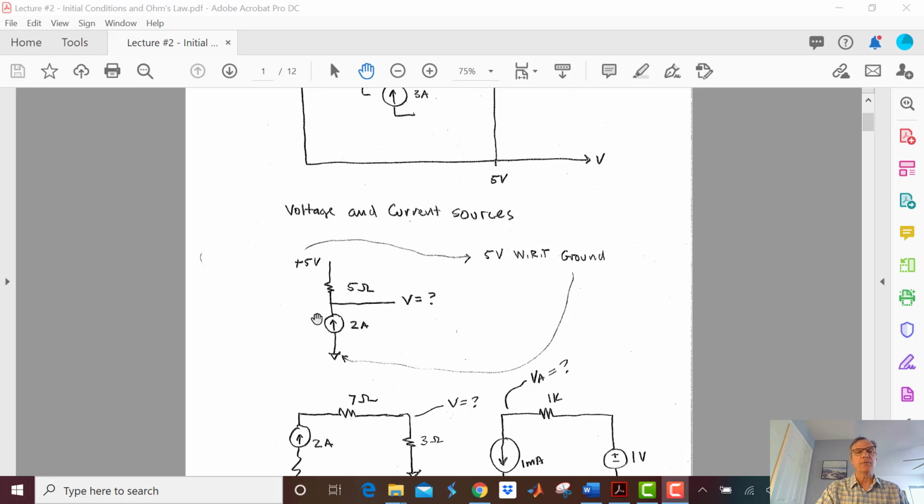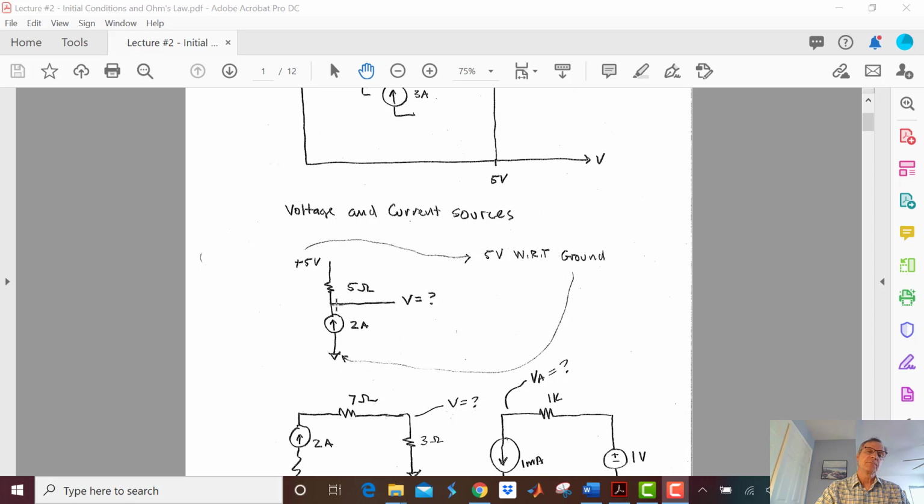Now let's use KVL on the fly. I know that I start at 5 and I am going to go up 2 amps times 5 ohms. Or in other words, this point is nailed down and I know that this current source is going to give me 2 amps going this way. So plus to minus, I'm going to get 2 amps times 5 ohms, or 10 volts. So start at 5, go up 10, I get 15 volts right here.